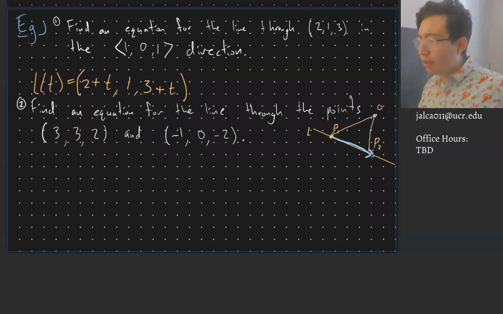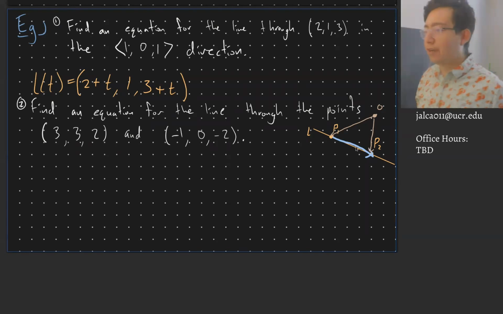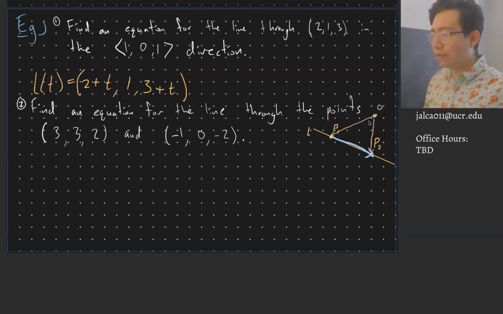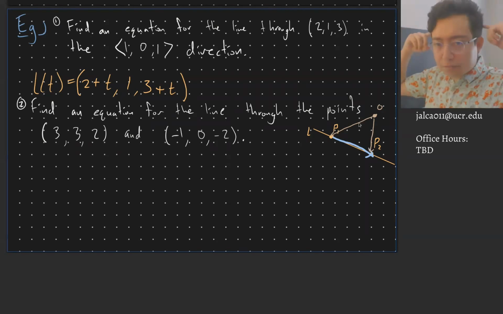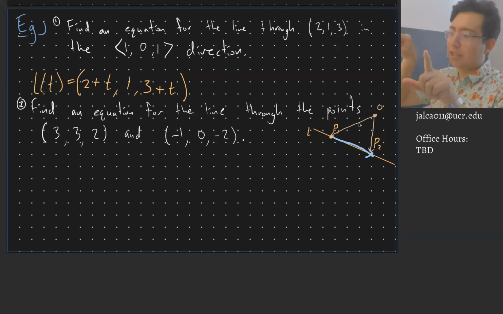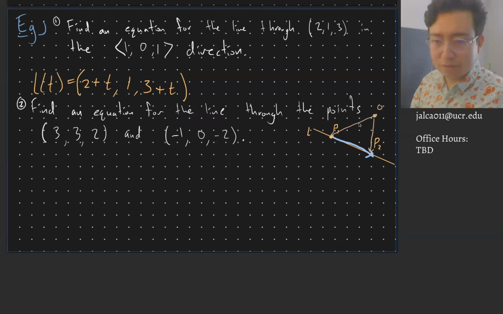If we're thinking of P1 and P2 as vectors, what is this blue vector here? How do I get this blue vector from these 2 vectors? Think back to what we learned about yesterday. If I have 2 vectors and I want to go from the tip of one to the tip of the other, what's that vector? Subtraction, yeah.